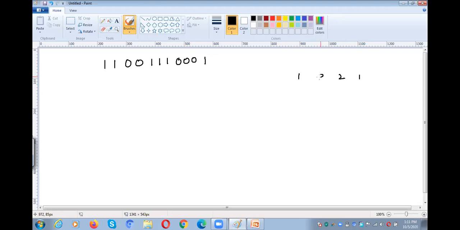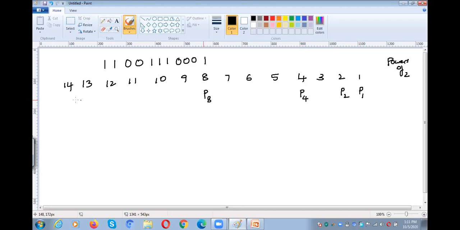1, 2, 3, 4, 5, 6, 7, 8, 9, 10, 11, 12, 13, and then 14. After that, what you need to do? In the powers of two positions, you need to keep the parity bits. 2 power 0, 2 power 1, and then 2 square, and then 2 cube. 2 power 4 is 16. Like that you need to keep the parity bits.